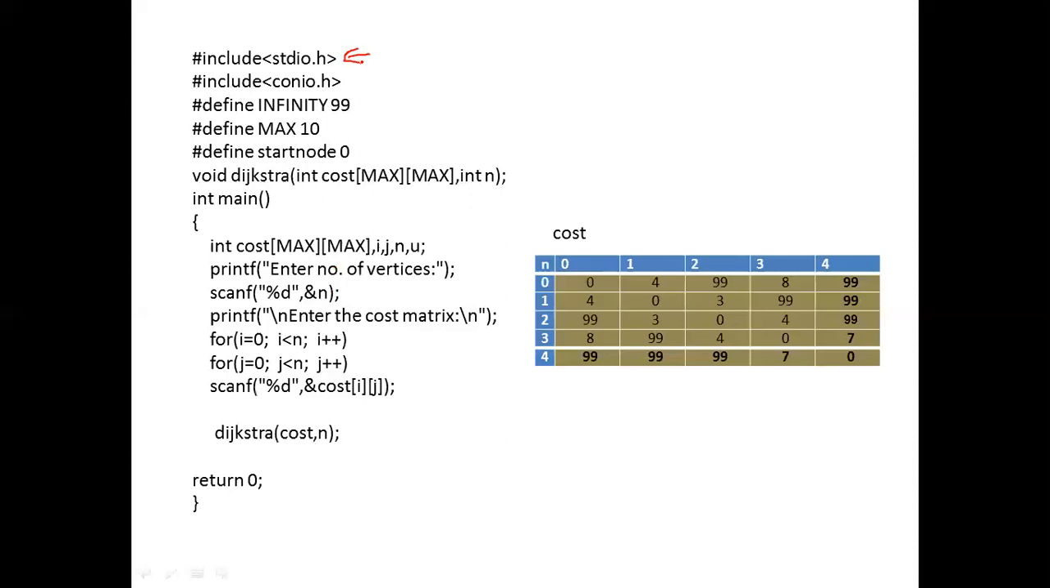Similarly, there is another header file we are going to include, that is conio.h. Conio.h means we want to fix the output screen. Once I execute a program, I have to fix the output screen because the user should see the result. So that's why we are using a function called getch. To support getch, we need the conio.h header file.